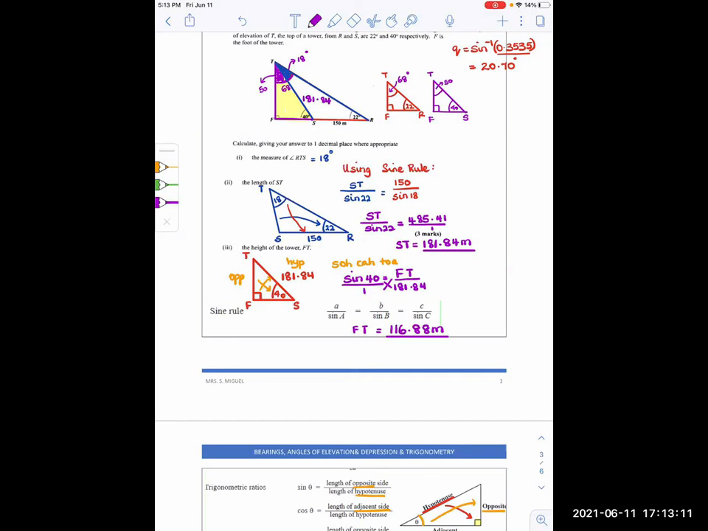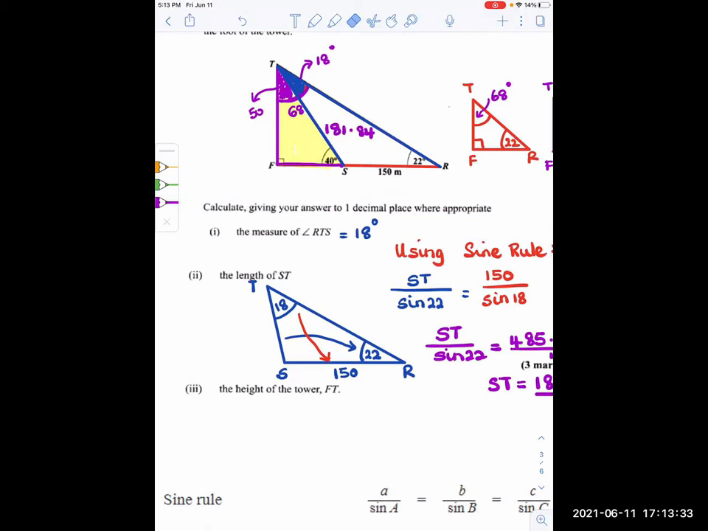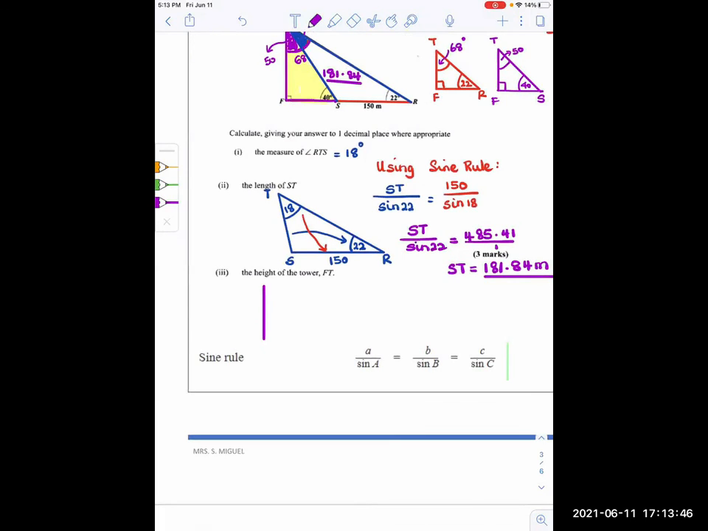Miss, if you want to go over it one more time, miss. All right. So they asked me to find FT. So based on my diagram, each part, we use the part before to work out the part after, right? So this here is 181.84. So here, this is my triangle that I am going to redraw here for you.